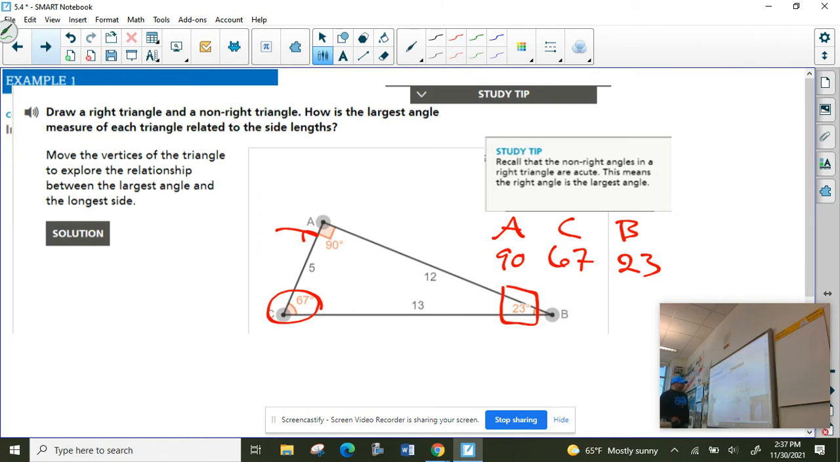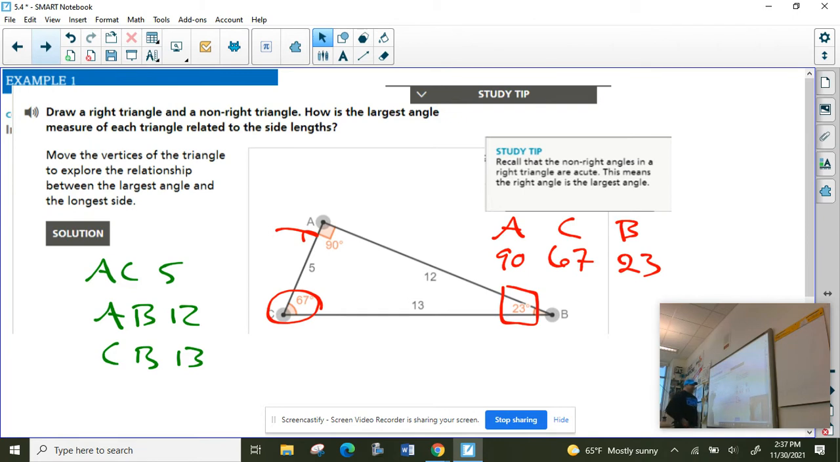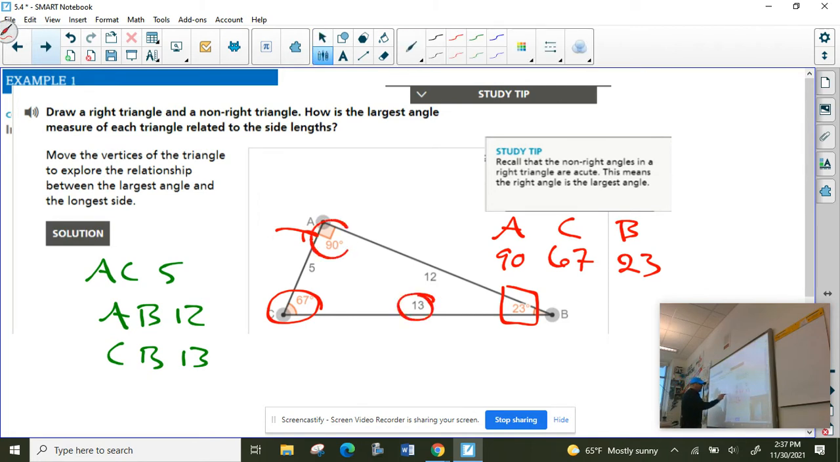Then take a look at your sides. A to C is 5, that's my smallest. A to B would be 12, and C to B is 13. So take a look at that. What do you notice about C to B, 13 here? What letter is not with CB? Well, A isn't, right? It's across from it. Now notice, 13 is the biggest, 90 is the biggest. Well, hey, what do you know? They're across from each other. They're opposite from each other.